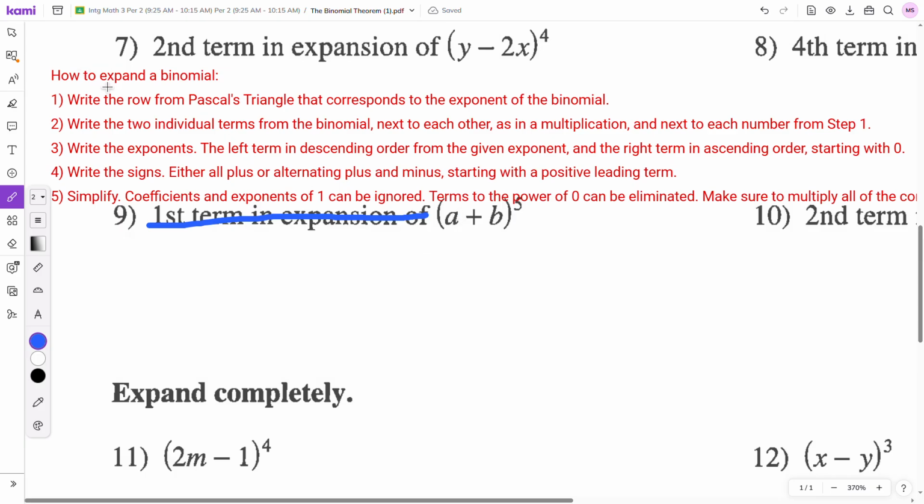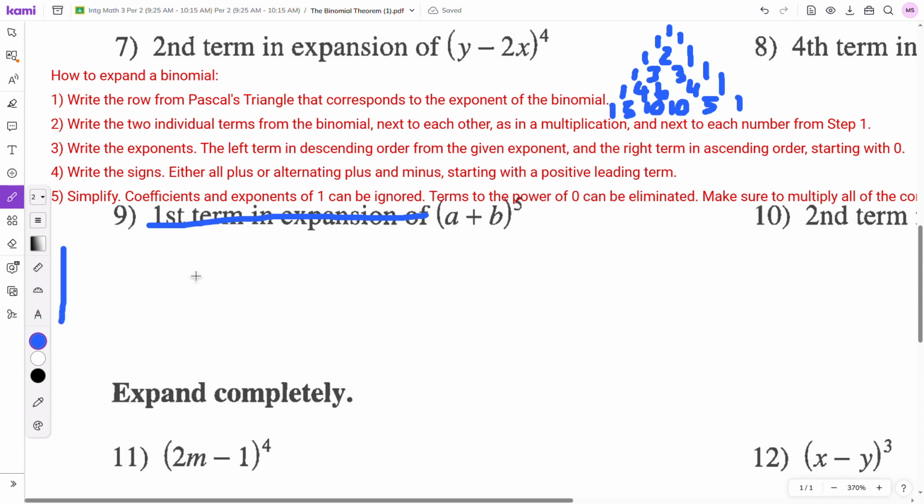So the first thing you do, I wrote the steps up here, is to write the row from Pascal's triangle that corresponds to the exponent of the binomial. I'm going to assume that you're somewhat familiar with Pascal's triangle, but basically it goes like this, where 1 starts at the top, and every number after that is just the sum of the two numbers above it. For us here, all we care about is row 5, because 5 is the exponent of the binomial that we're being asked about. So that means 1, 5, 10, 10, 5, 1.